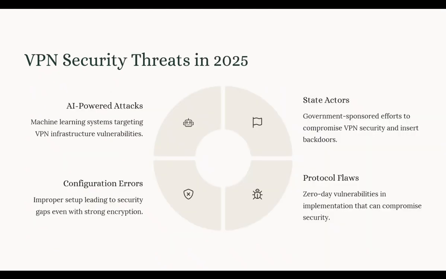Some VPN security threats in 2025 are AI-powered attacks, machine learning systems targeting VPN infrastructure vulnerabilities; state actors, government-sponsored efforts to compromise VPN security and insert backdoors to enter the VPN; protocol flaws and zero-day vulnerabilities, which are not common and that you're not aware of in the implementation, and that can compromise the security; and configuration errors, improper setup leading to security gaps even with strong encryption. These are some considerations you have to take care of, which are the VPN security threats.